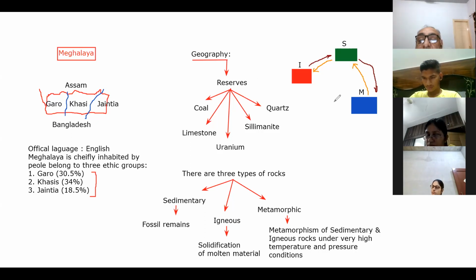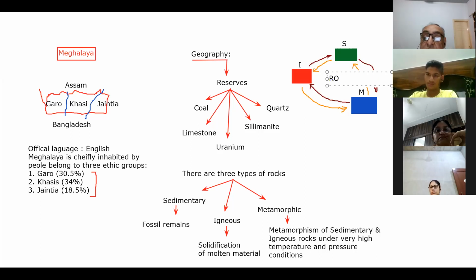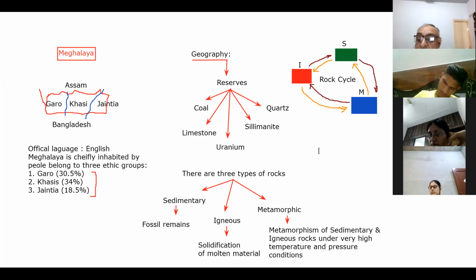And similarly, beta, the melting of the metamorphic rocks and their solidification becomes the igneous rock. And similarly, metamorphism of the igneous rocks takes place, and that leads to the formation of the metamorphic rocks. And this is known as the rock cycle. कैसे एक rock दूसरी rock का supporting material बनती है. This is known as the rock cycle. How one rock becomes the source material for the other rock. So इनको हम कहते हैं rock cycle. Is it okay?